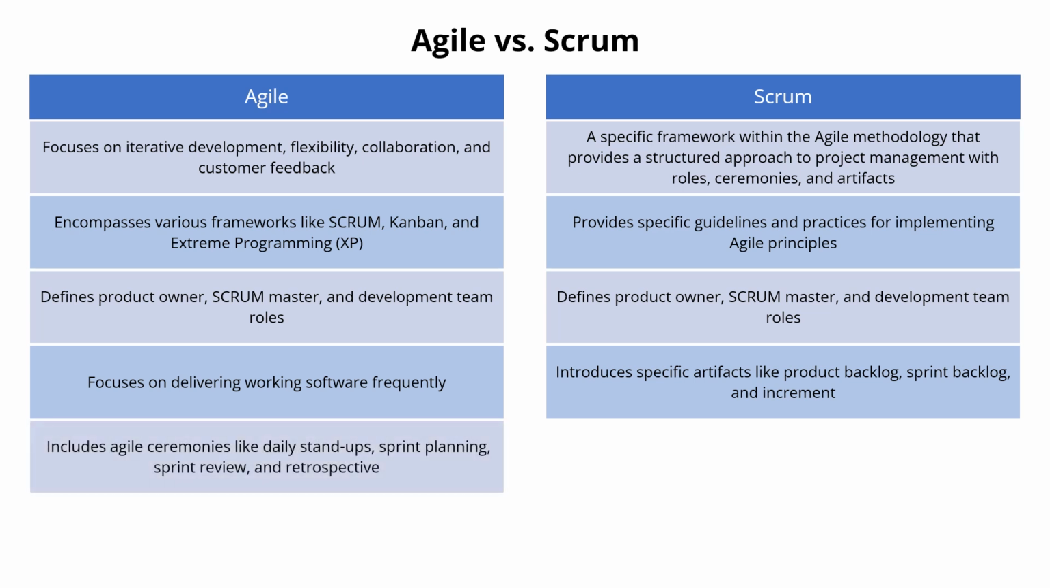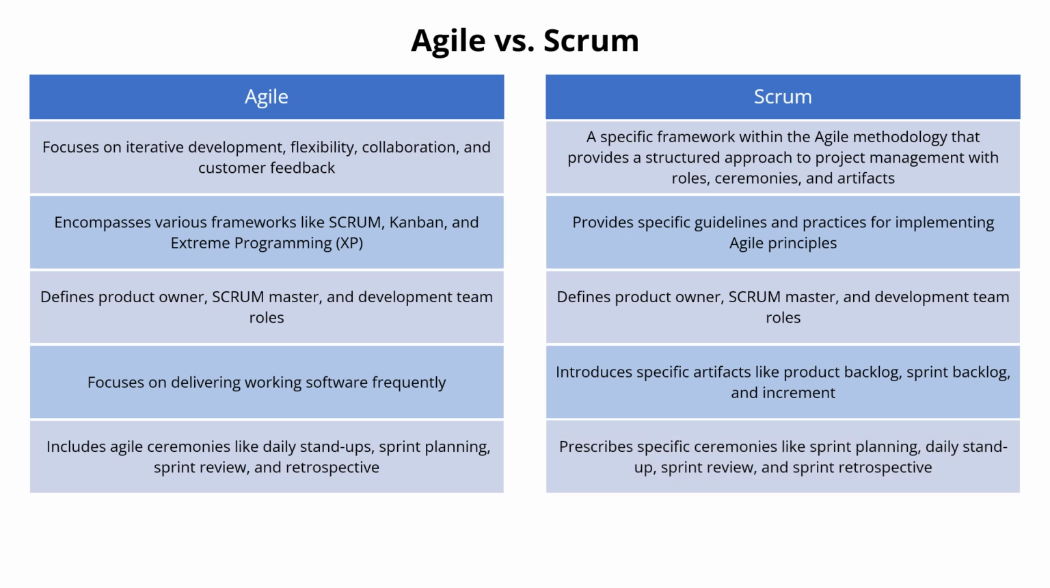Agile ceremonies include various meetings like daily stand-ups, sprint planning, sprint reviews, and retrospectives, though the specifics may differ based on the chosen framework. Scrum prescribes specific ceremonies such as sprint planning to plan the work for the sprint, daily stand-up to inspect progress and adapt plans, sprint review to review the increment and adapt the product backlog, and sprint retrospective to inspect and adapt the Scrum process itself.